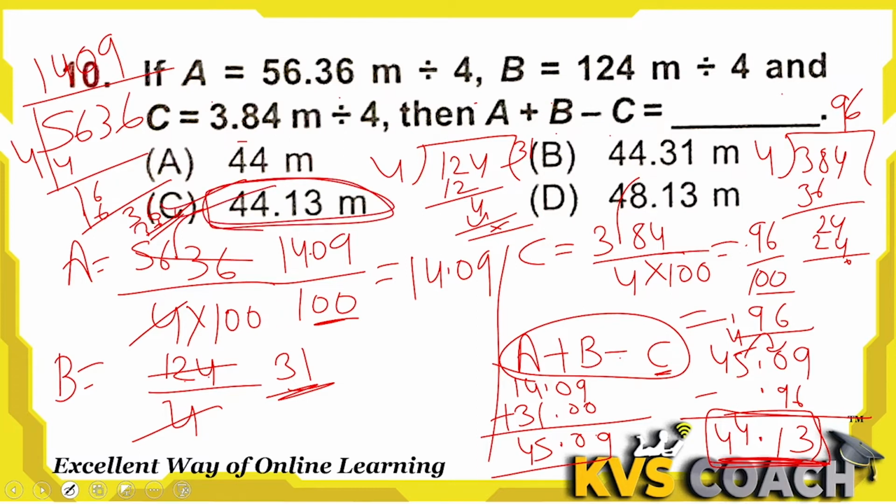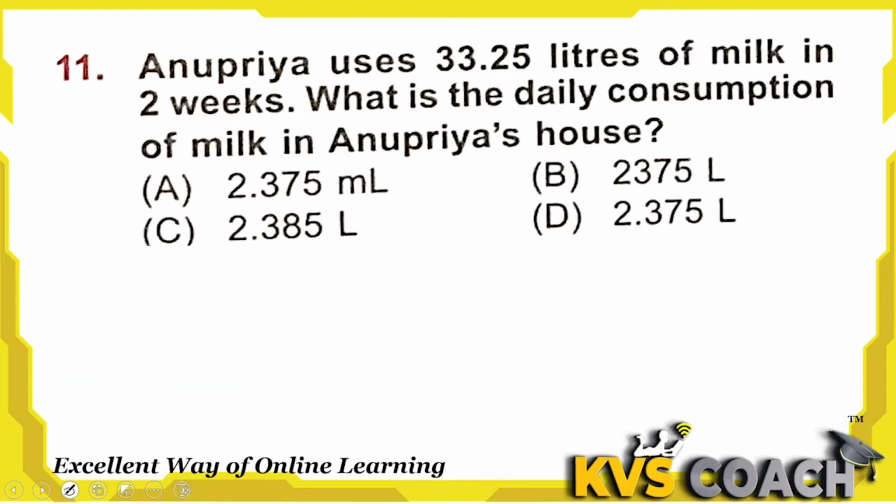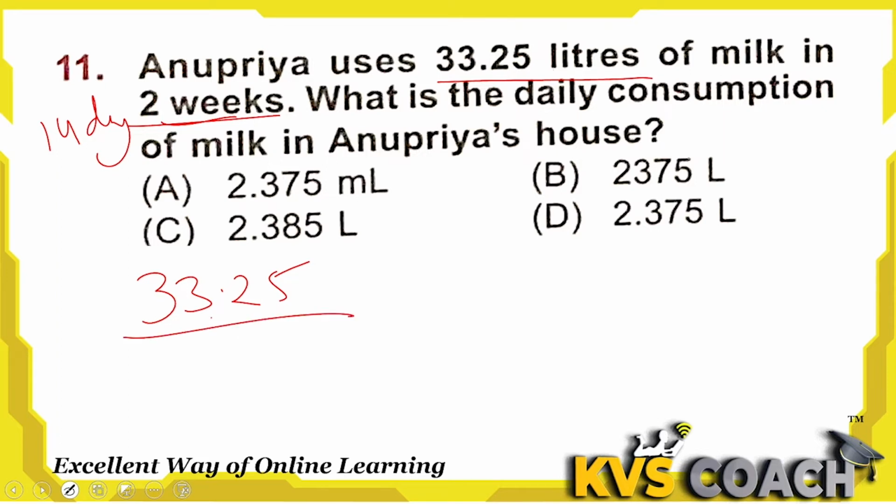Okay, got it. Now the 10th question is like this. Next question is, Anupriya uses 33.25 liter of milk in 2 weeks. What is the daily consumption of milk in Anupriya's house? 33.25 liter milk in 2 weeks. 2 weeks means 14 days. So in 14 days she has consumed this much milk. So for 1 day how much will she consume? We will divide this, then we will get the answer.